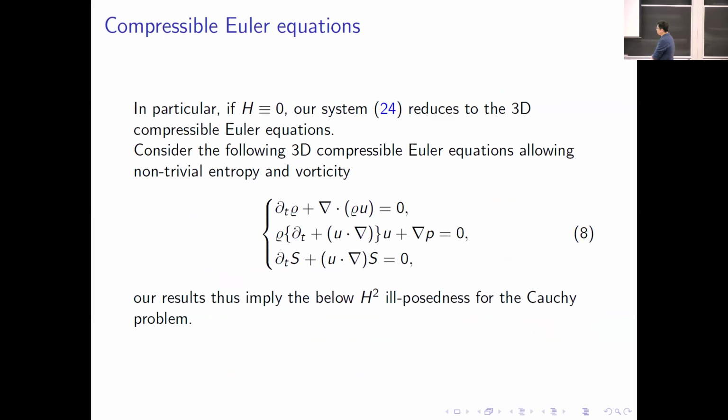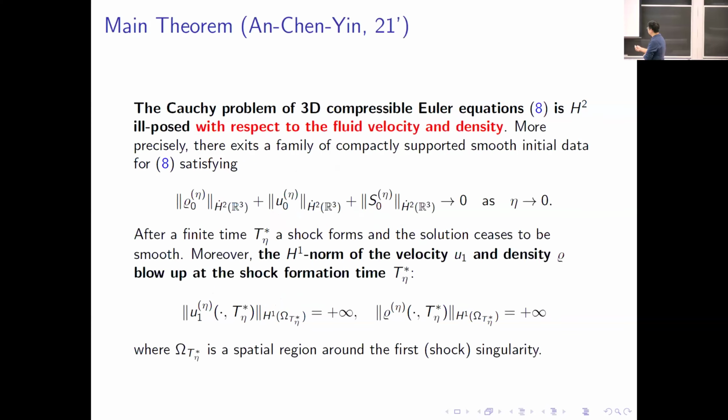In particular, if we let H2 be 0, our system reduces back to the 3D compressible Euler equation, allowing non-trivial entropy and vorticity. This is the equation here. So our result implies the below H2 ill-posedness result for the Cauchy problem: the Cauchy problem of 3D compressible Euler equation is H2 ill-posed with respect to the fluid velocity and the density.